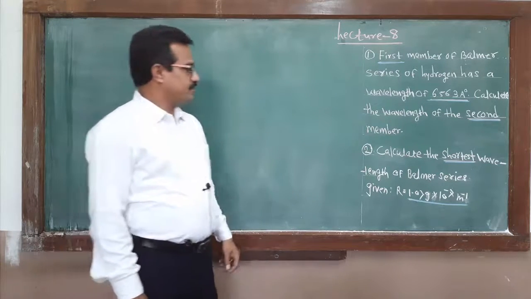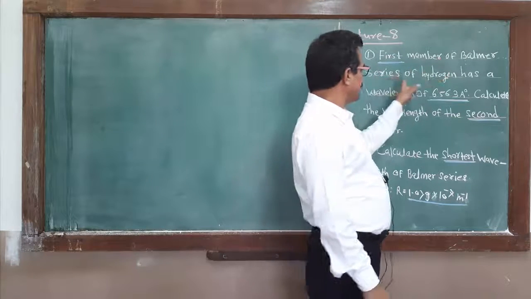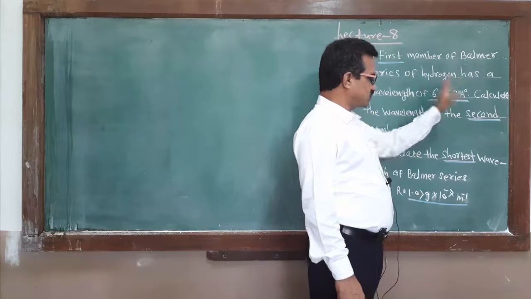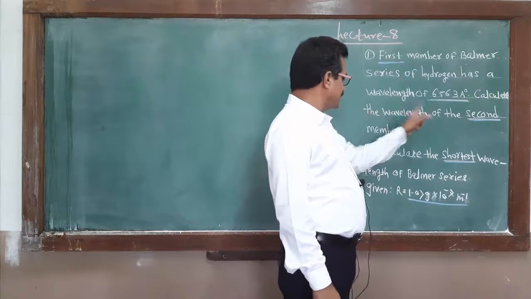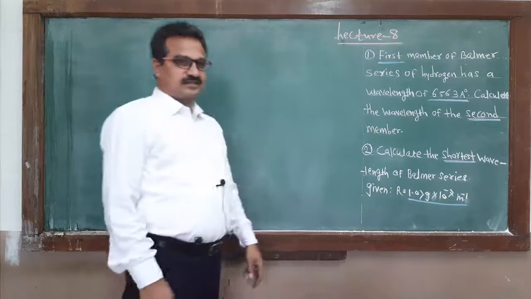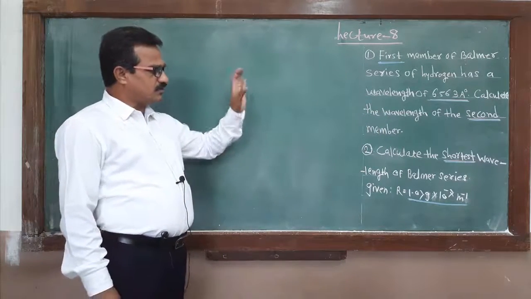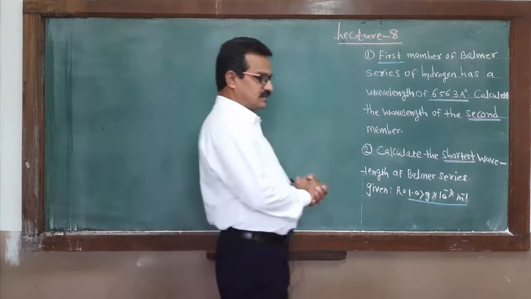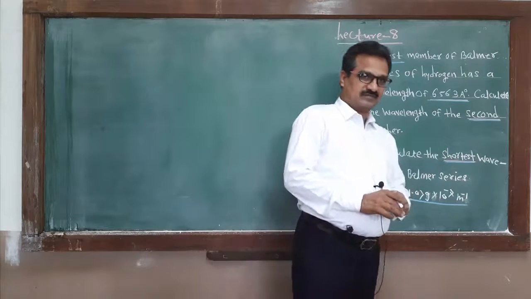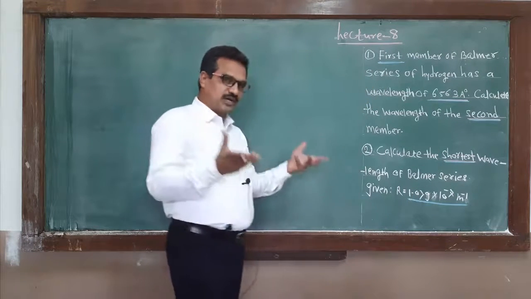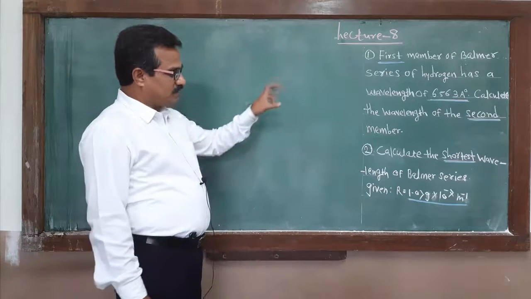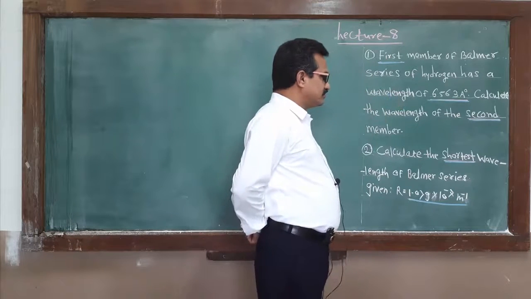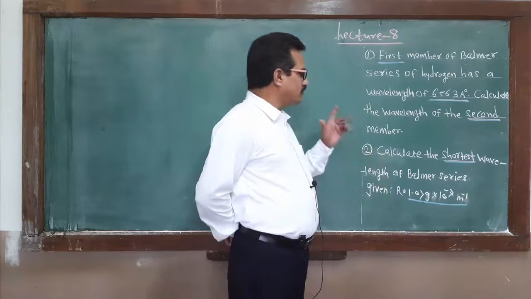First problem. First member of Balmer series of hydrogen atom has wavelength 6563 angstrom unit. Calculate the wavelength of the second member. First, read the problem carefully and decide what is given and what is to be found out. In this problem, the first member of Balmer series wavelength is given and we want to find out the wavelength of the second member.